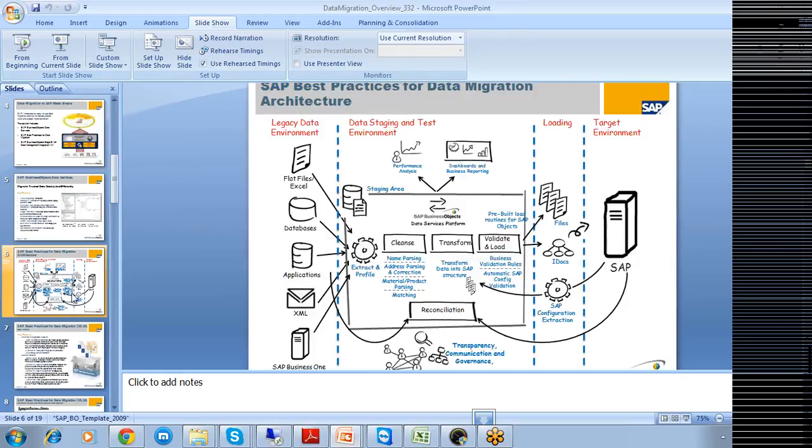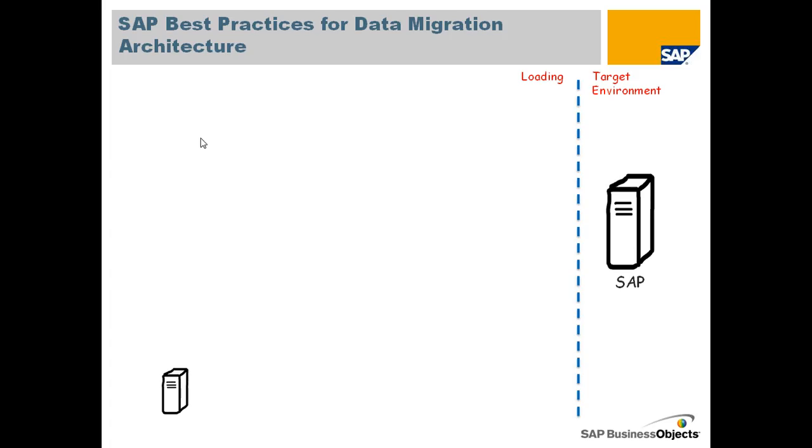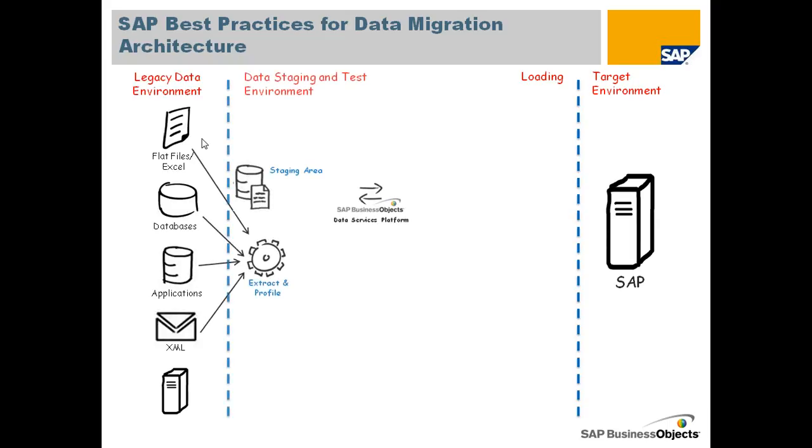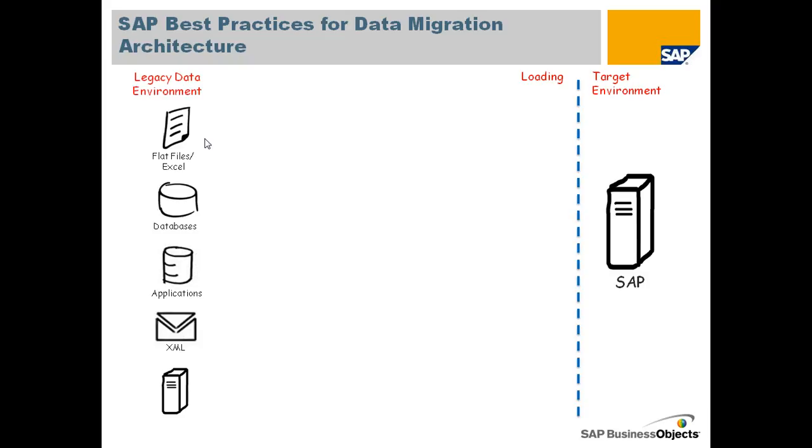You can understand here from the current slide. See here, these are all your different legacy systems. Why? Because your data might be there in different flat files, databases, applications, XML and other databases. Okay, and what is my target? My target is I want to bring the data into this SAP HANA database.